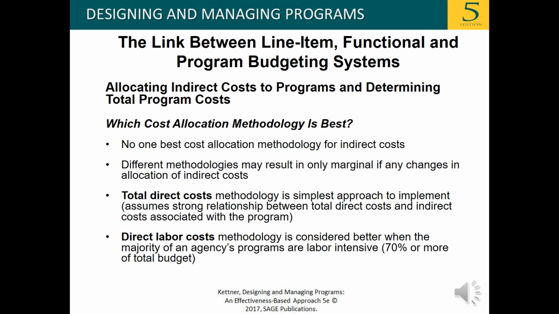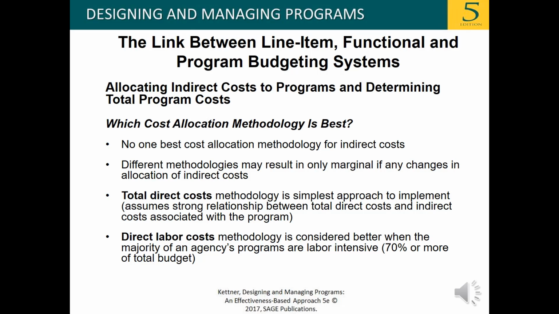So after looking through that fairly quickly, which cost allocation methodology is best? There's no one best methodology for indirect cost. Different methodologies may result in only marginal, if any, changes in allocation of indirect costs. Total direct cost methodology is the simplest approach to implement. It assumes a strong relationship between total direct cost and indirect costs associated with the program.